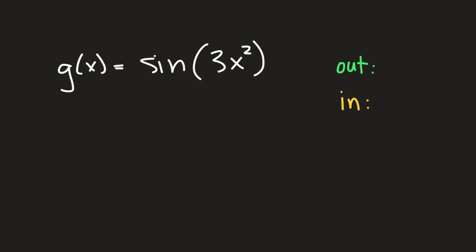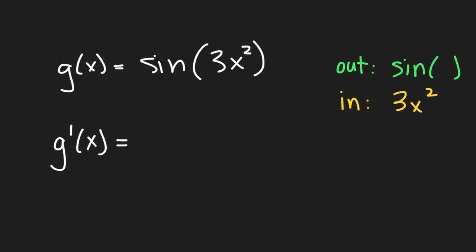So let's look at a trig one, the sine of 3x squared. Our outer function is the sine, the trig thing, and the inner function is your 3x squared. When we take this derivative, we're first going to take the derivative of sine, which is, what is the derivative of sine? That's cosine. And we're going to leave our 3x squared alone because we haven't taken its derivative yet. We just did the derivative of sine.